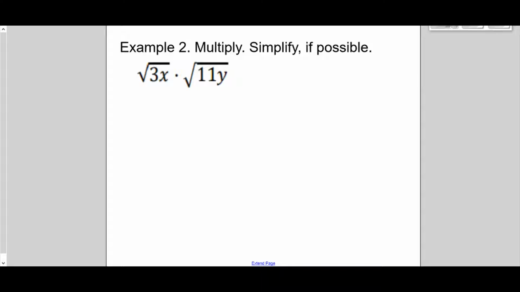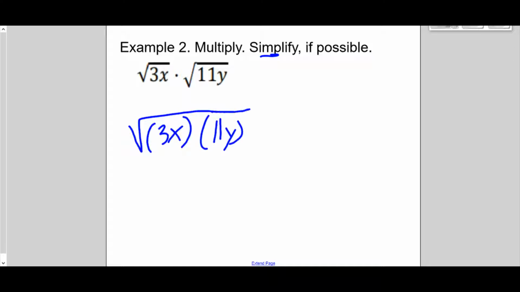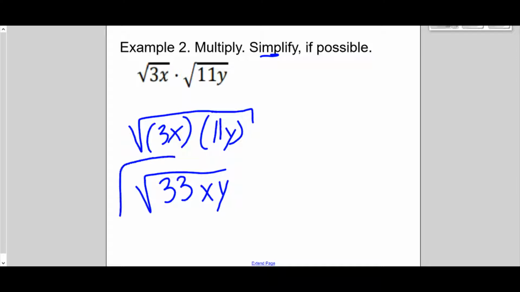Example 2: multiply, and again, simplify if you can. To put these under one square root, I'm going to do 3x times 11y. Remember, parentheses mean multiply. So I'll just multiply the two numbers together. 3 times 11 is 33. And x times y, those are not like terms, so I'm just going to write this as xy. This is as simplified as this radical is going to get. There's no way to simplify xy or 33.